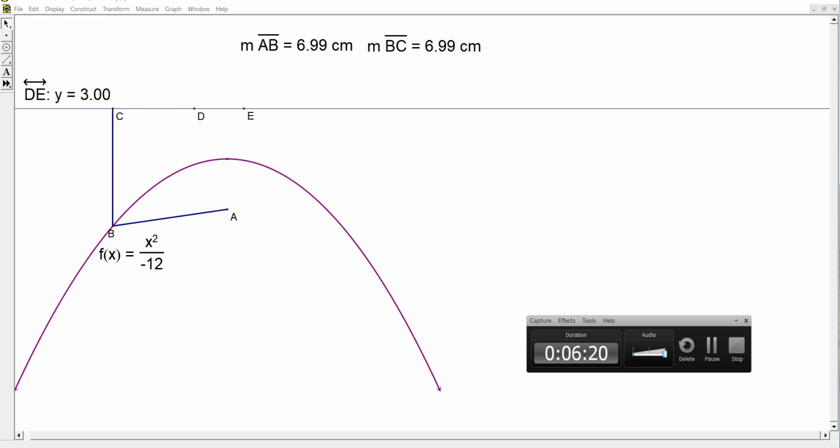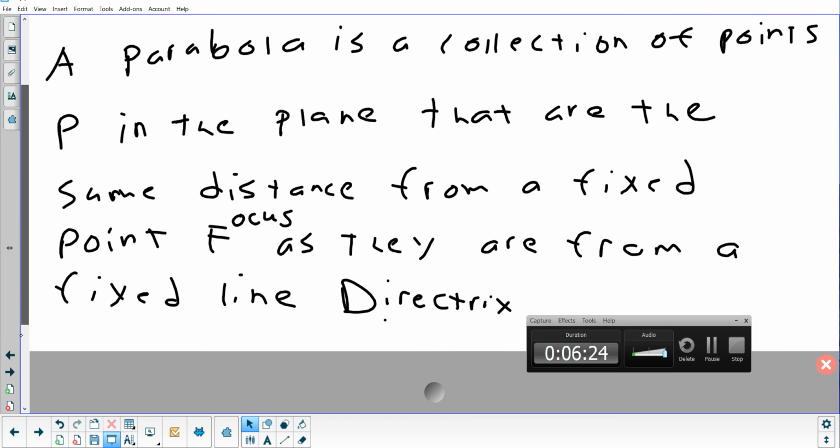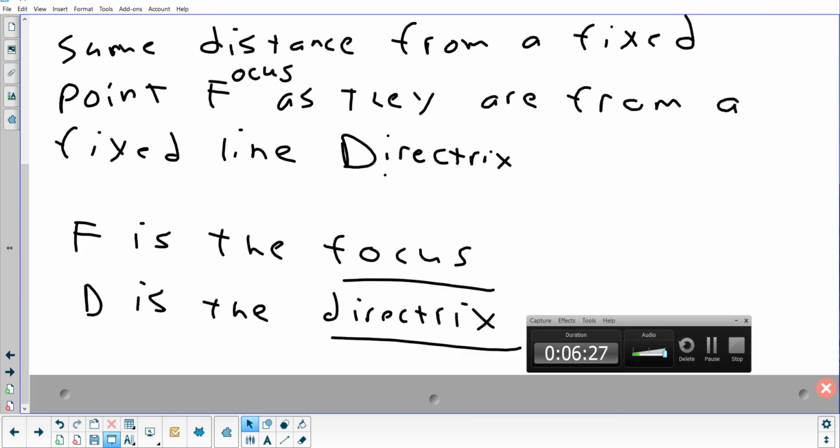All right, so let's take a look. Get rid of that. The next thing was I was going to tell you what these two things are called. I already wrote them up here. So, focus and directrix.